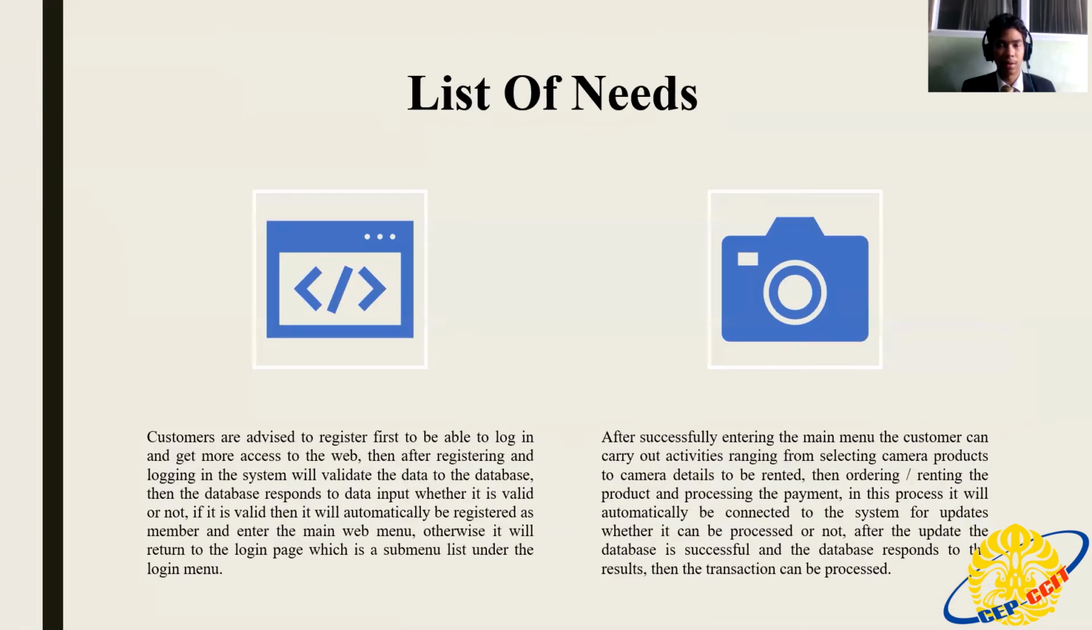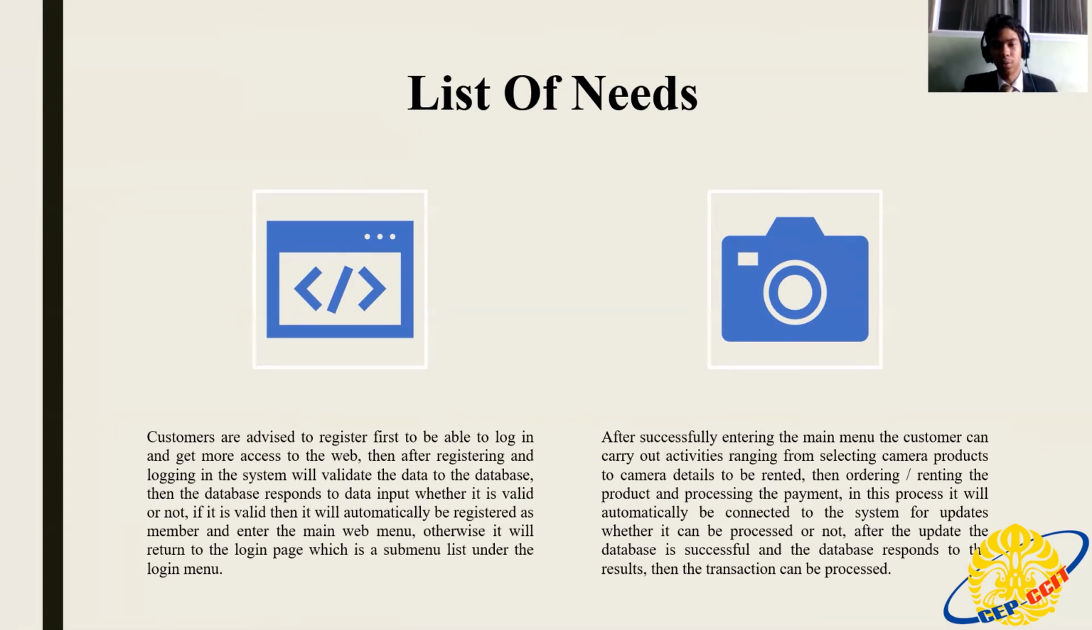So here we have the list of needs. First, before renting our camera, of course, customers need to register. So customers will be advised to register first to be able to log in and get access to the web. So it basically means that if you're not logged in, you will have access only to a certain extent in the web. After registering, you will have the full access. So you can rent our cameras and maybe more items after registering.